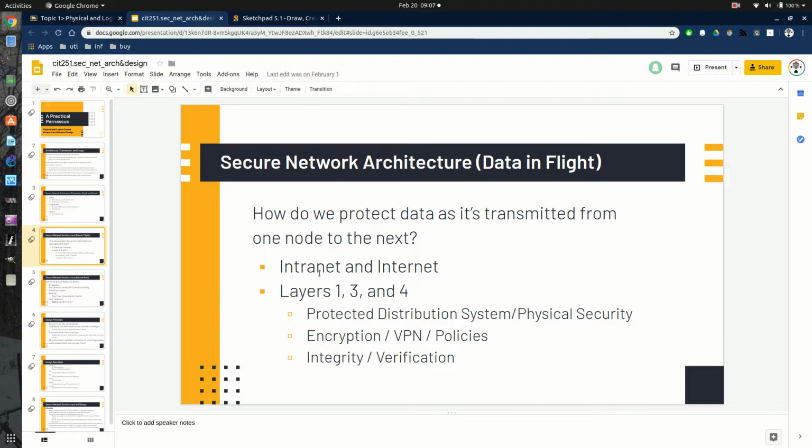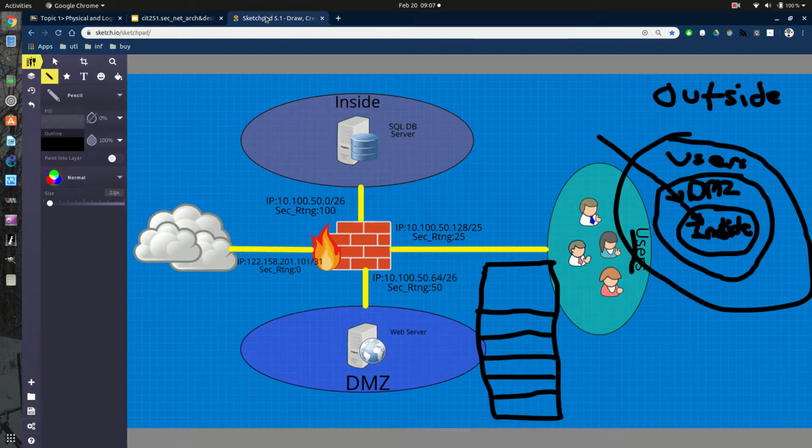Well, we have to understand what we control and what we don't control, right? If that data is being transmitted from one of our users' workstations out here, and it's going through the cloud, we don't control this cloud, right? That's the internet. If it's within our company, well, that's the intranet. We can control that, right? And one way we can do it, if we do control it, is check our wiring, right? We make sure our wiring is protected.